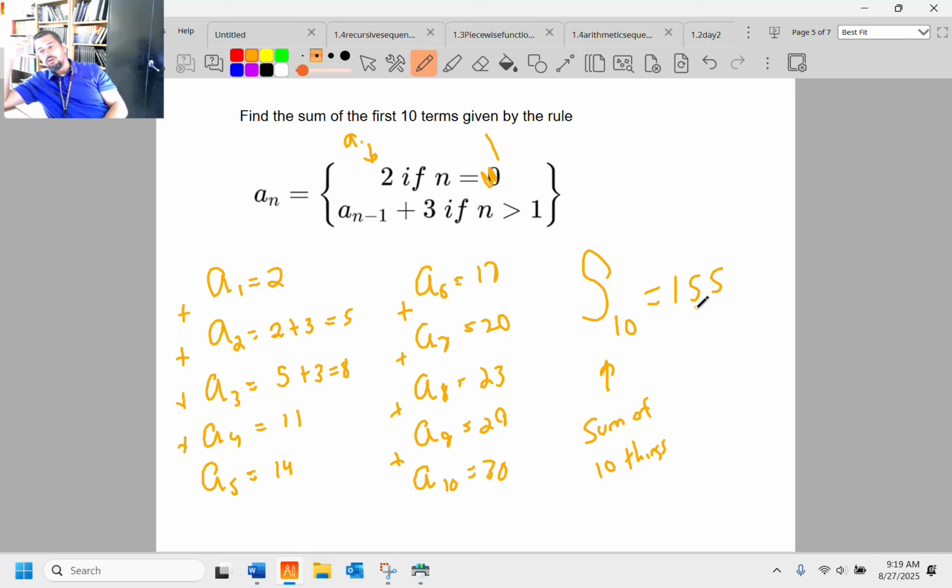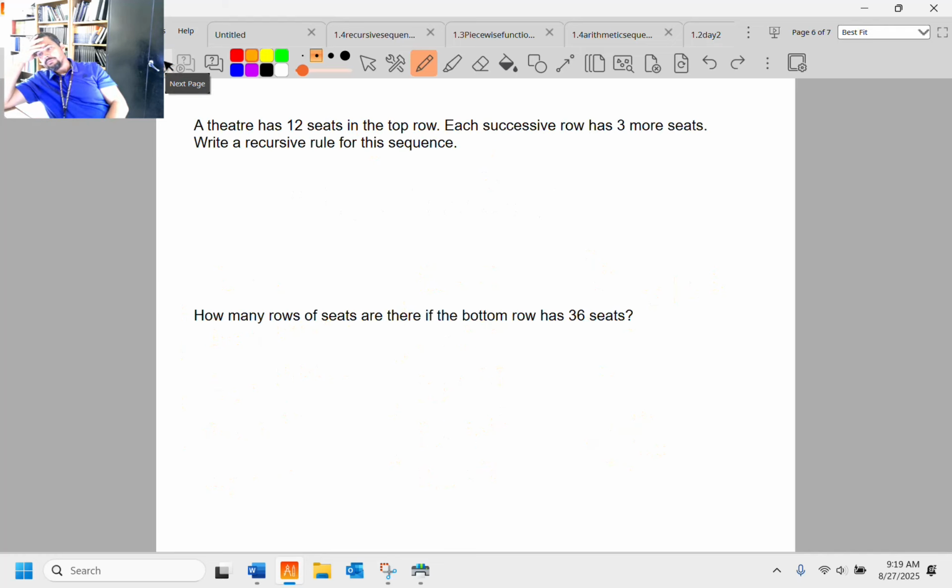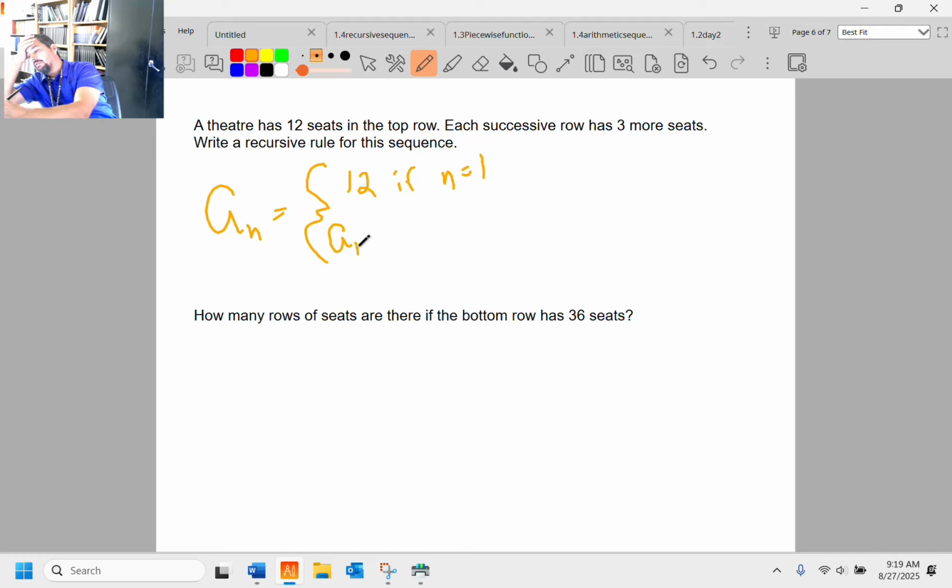Moving forward, almost done. Short notes today. The theater has 12 seats in the top row. Each successive row has 3 more seats. Write a recursive rule for this sequence. So the nth row would be 12 if n is equal to 1. We're on the first row, okay? And it would be a sub n minus 1 plus 3 if the row number is greater than 1. And there's the rule. They're not hard to write.